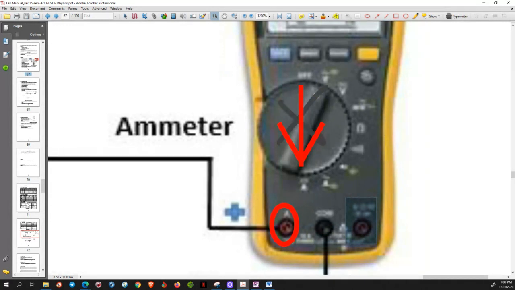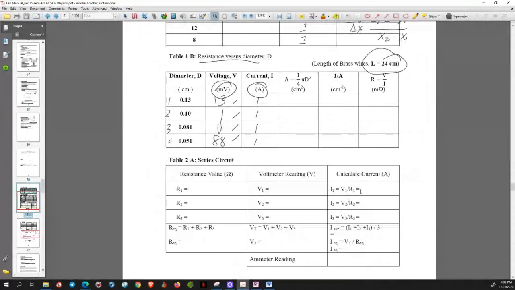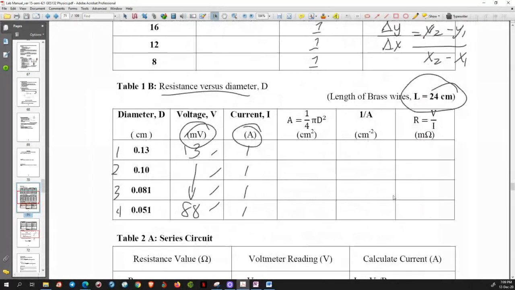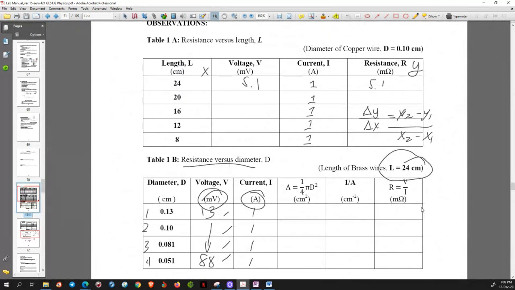Okay? Now let's continue. Teacher, yes, go ahead. What's the difference between table 1A and table 1B? What is the difference?